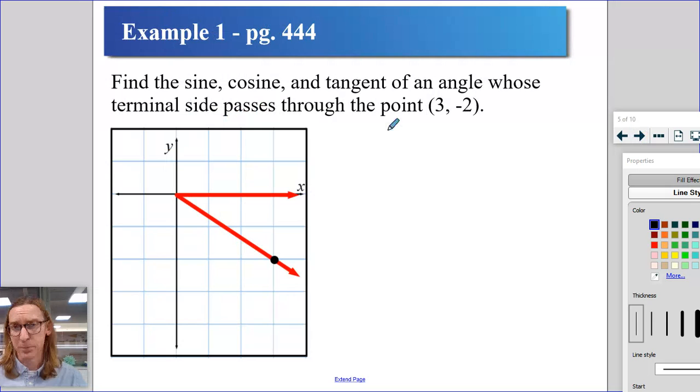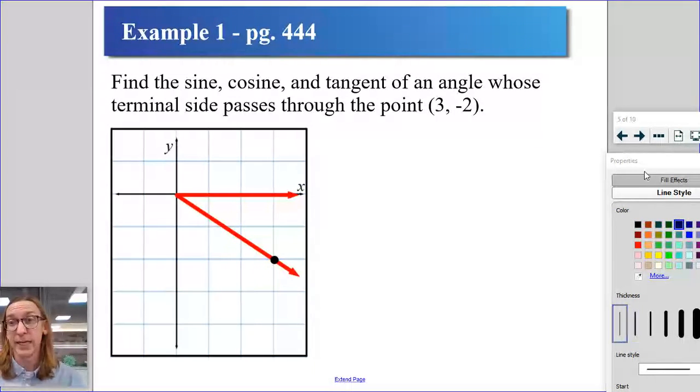Now, let's practice that. Find the sine, cosine, and tangent of an angle whose terminal side passes through this point. And I've gone ahead and drawn us a nice little picture here. Notice they don't give us the measure of the angle. I don't know which direction that angle even rotates. It might rotate in the clockwise or counterclockwise direction. But for the sake of argument, let's go ahead and just say that it rotates in the counterclockwise direction and looks like that.